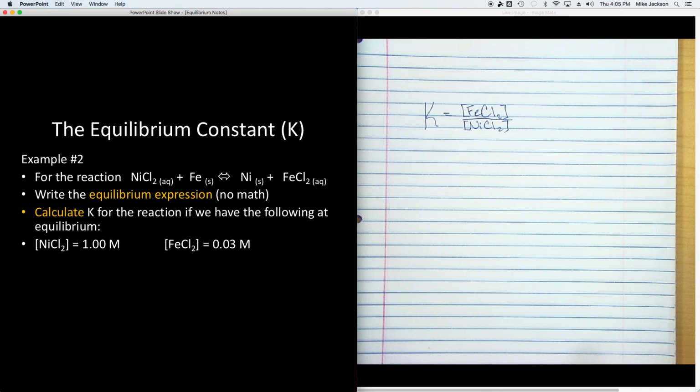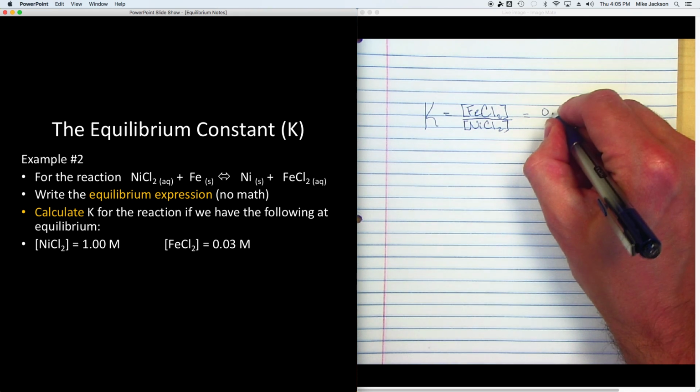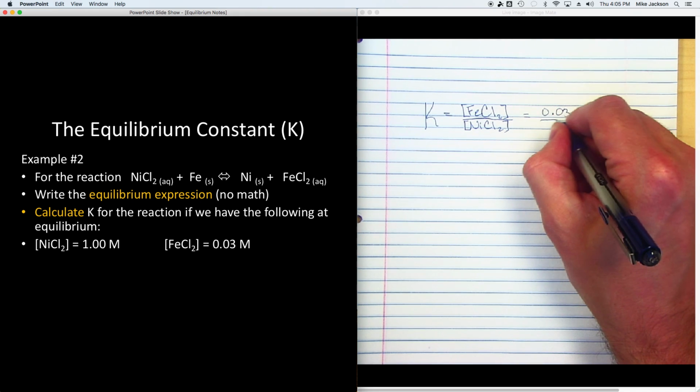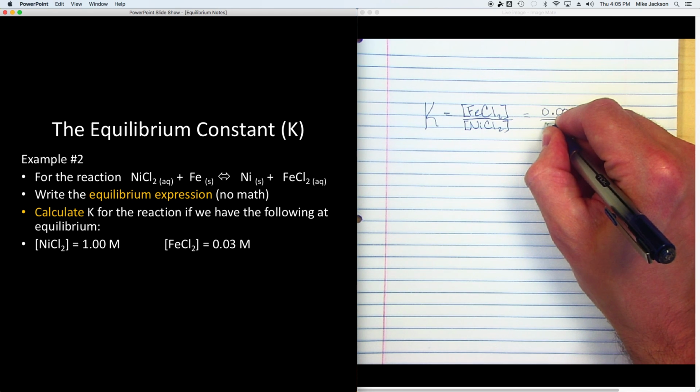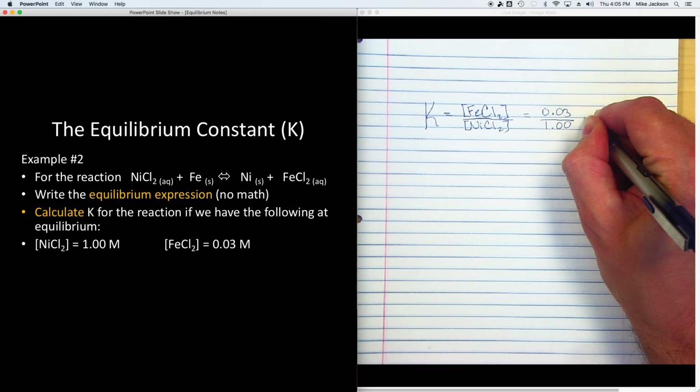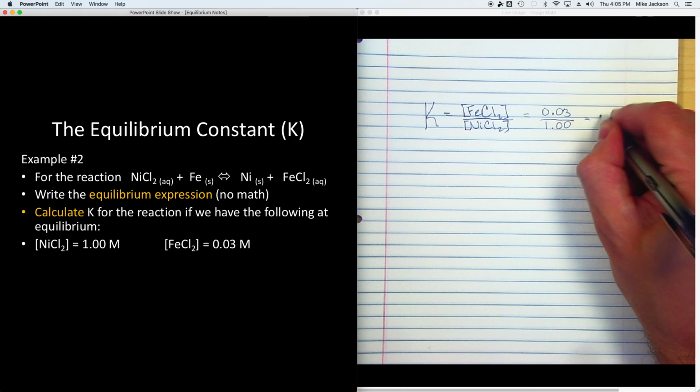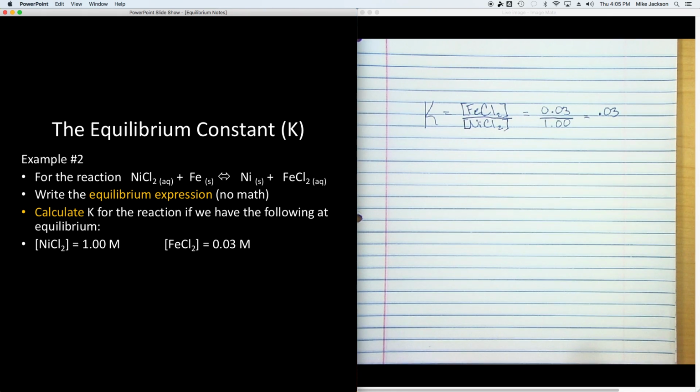So now we're just going to plug in the numbers that we're given, because in order to calculate equilibrium constants, we have to be given concentrations that occur at equilibrium when the reaction is at its happy place. So FeCl2 goes on top, which is 0.03, divided by nickel chloride, which is 1.00, which, very easy math, 0.03 is our equilibrium constant. And since that is a small number, which is less than 1, that is a reactant-favored reaction.